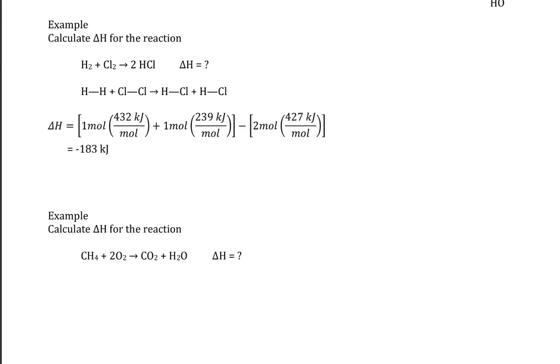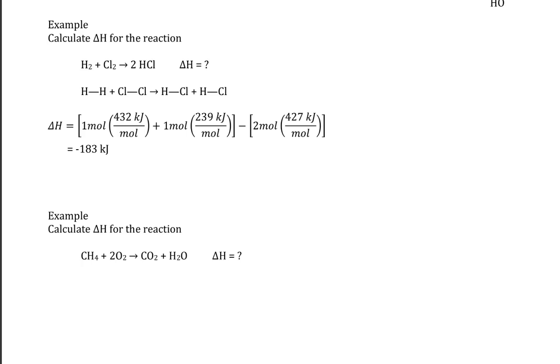Calculate delta H for the reaction H2 plus Cl2 forming 2 HCl. So we're after delta H of that reaction. What we have to do is write out the Lewis structure of each of those reactants and products. So we have H-H, Cl-Cl forming H-Cl, and then plus H-Cl because there are two of them.